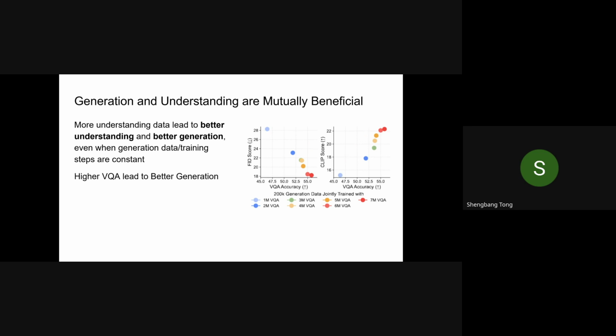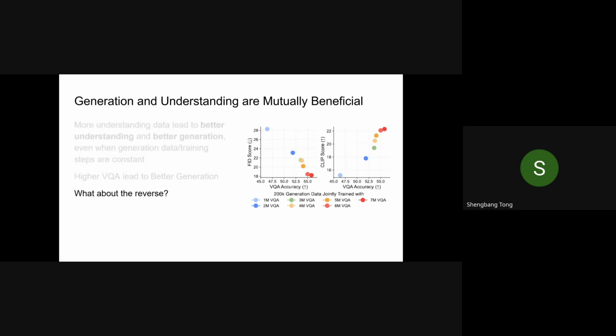So what this means is higher VQA score will lead to better generation ability in the setting here. So more VQA data not only improves your understanding ability, it also implicitly improves generation, with the amount of data used to train generation being constant. So what about the reverse? We already know more understanding data will improve generation. But what about the reverse?